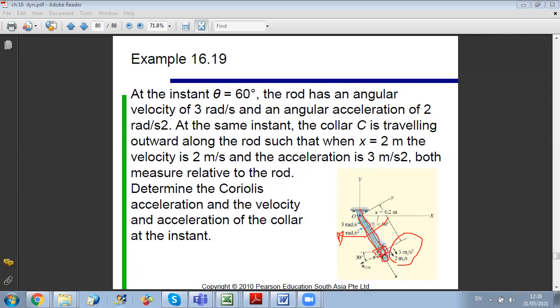Once I have a body in motion relative to another rigid body, think of using the general rule. Okay, so here they gave us the following. What do we know? First, we know omega of the rod and alpha of the rod are given. So my rotating frame, I know its omega and its alpha.